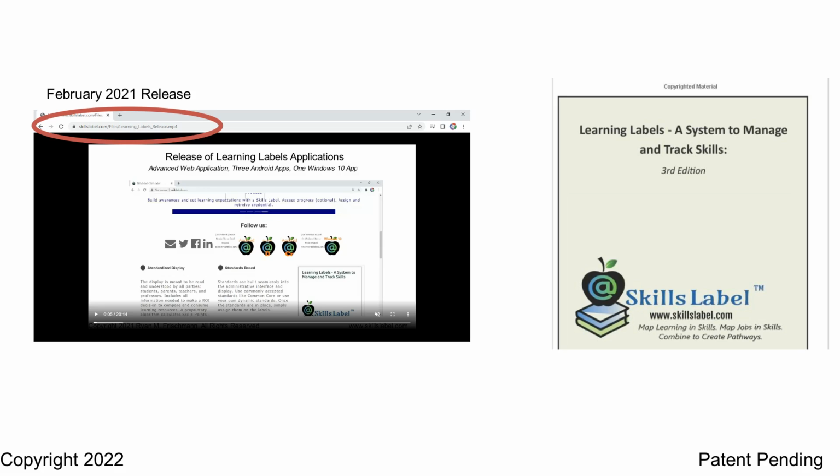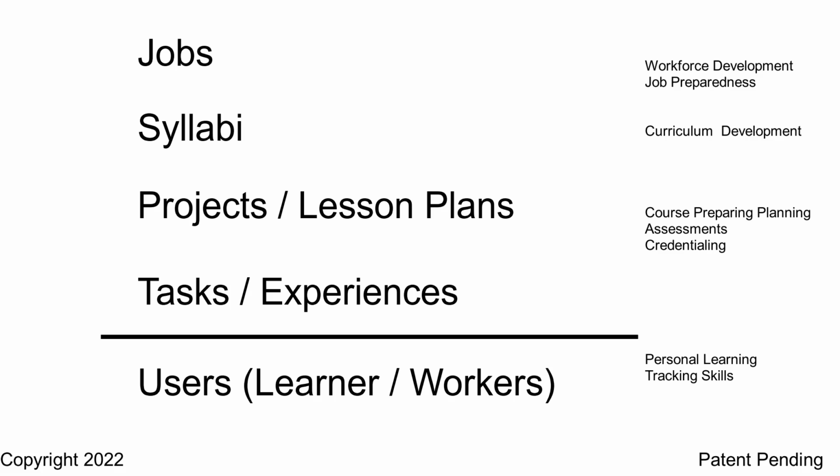A quick briefer, I summarize what we do in our slogan: map learning and skills, map jobs and skills, and combine them to create pathways. Our system is based on a hierarchy of elements connecting learning expectations to job requirements based on skills and skill quantifiers. In this release, I'd like to focus on the new and updated applications. So let's take a look.